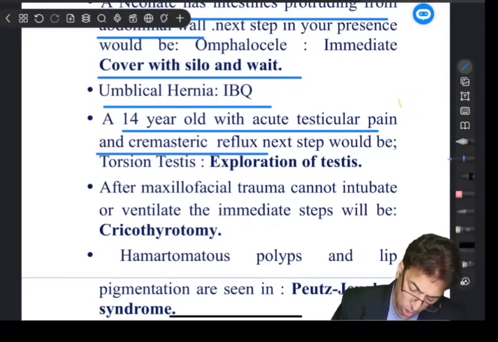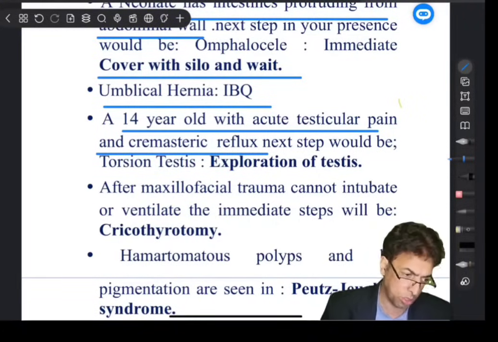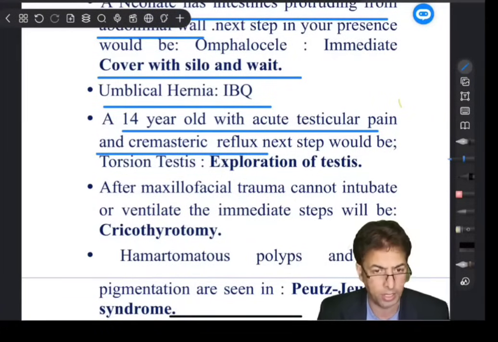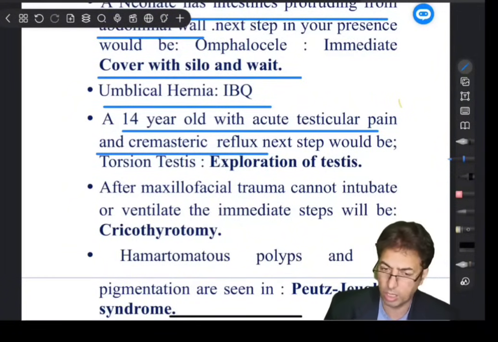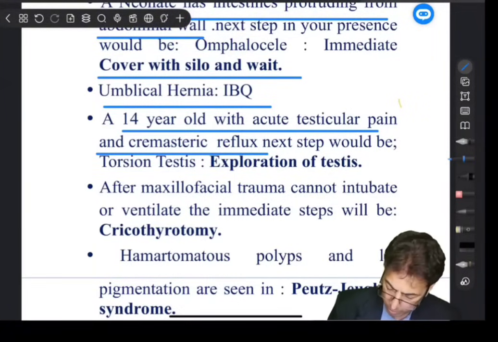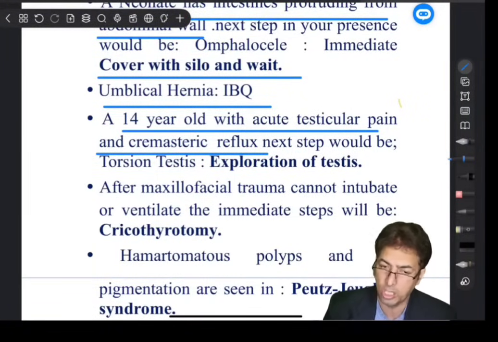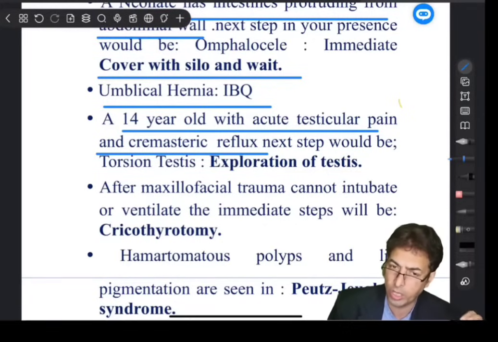Next step would be, so you are well aware that sometimes you can have a pain in the testicular region, the testes would be tender, the patient might turn febrile, and this is a surgical emergency. The options are limited. You have to be a good physician, a good surgeon, to recognize this condition, and the next best step would be the exploration of the testes, because this is a condition in which the testes can undergo necrosis.